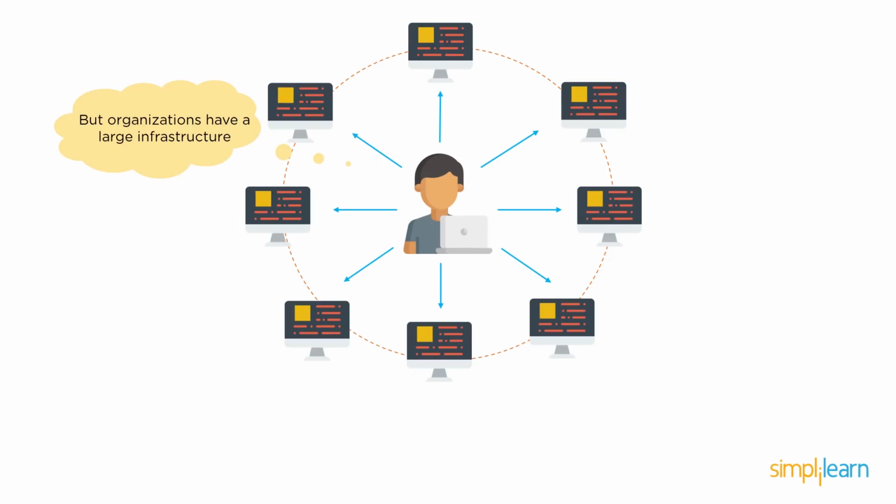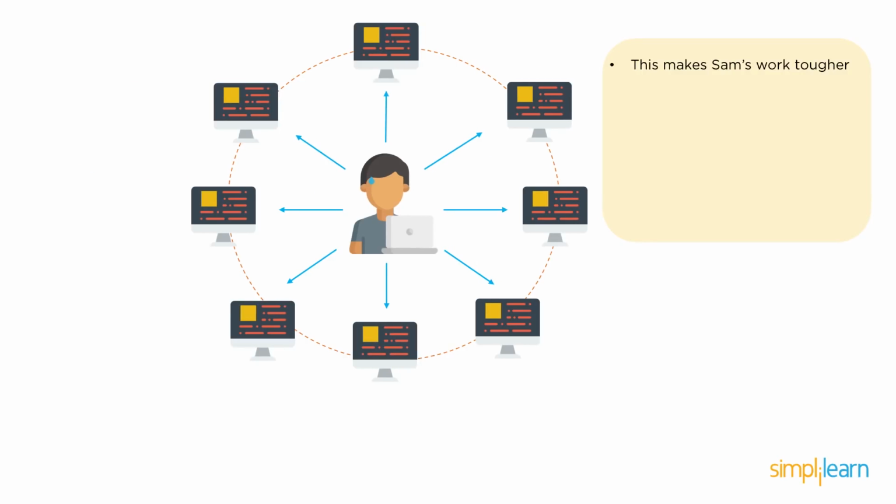An organization has a very large infrastructure. It could have hundreds and thousands of systems. So here is where Sam's work gets really difficult. Not only does it get tougher, Sam has to move from system to system, performing the same task over and over again. This makes Sam bored.